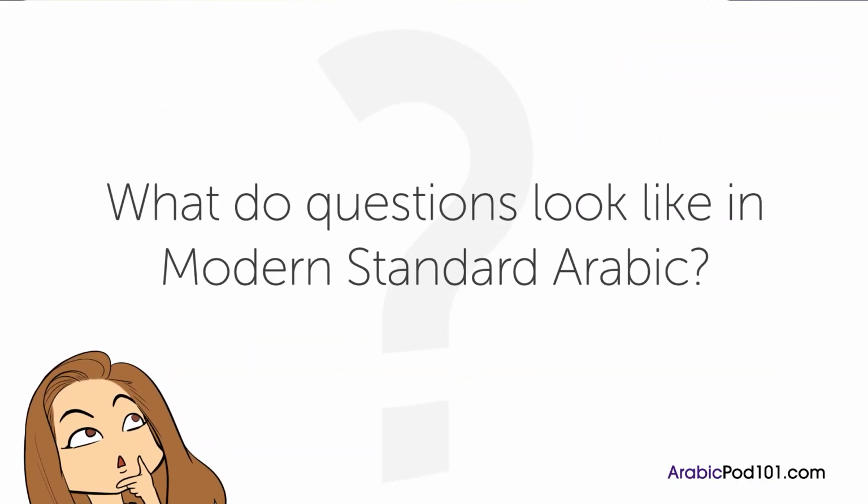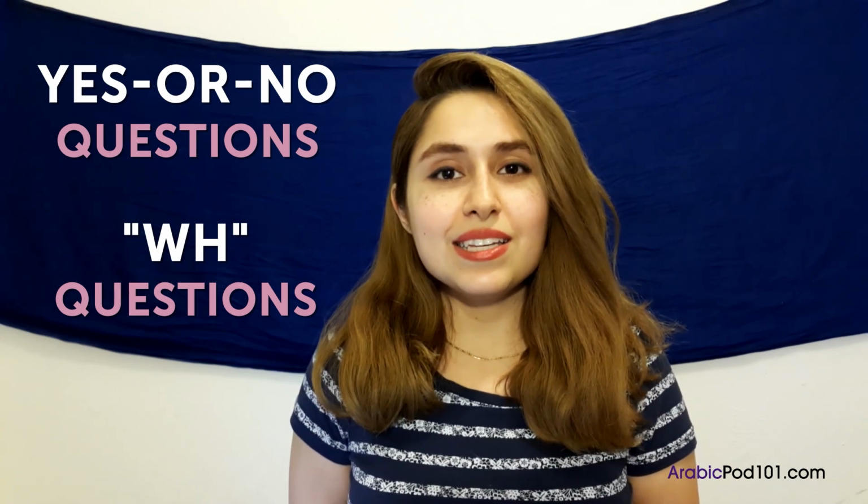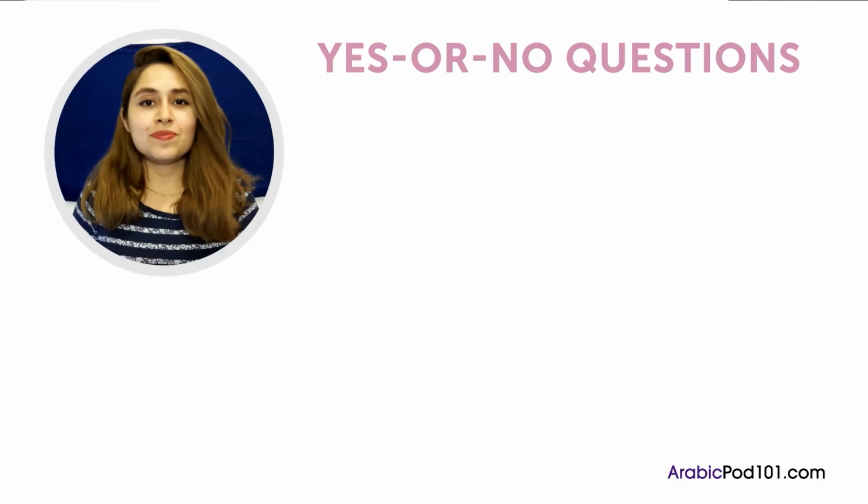The question for this lesson is, what do questions look like in Modern Standard Arabic? There are two types of questions in English, commonly known as yes or no questions and WH questions. The same applies to Arabic. Let's see what Arabic questions look like. First, let's look at yes or no questions. These are questions that ask whether or not something is true.